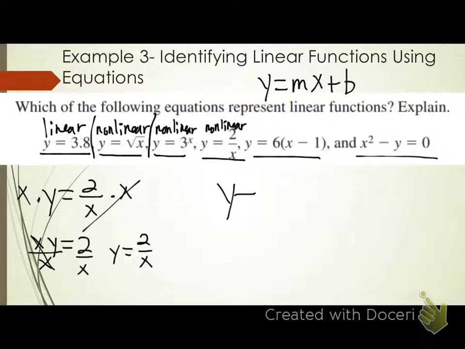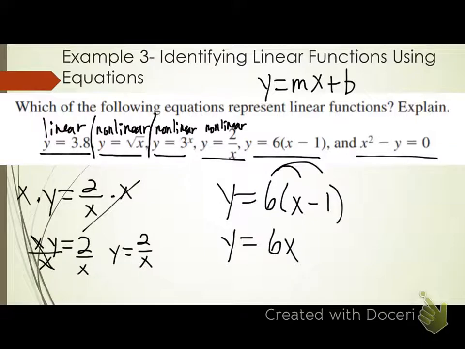Okay. Y equals 6 times x minus 1. Any ideas here? Yeah, I can distribute here. 6 times x, 6x. 6 times negative 1, negative 6. Have I done all the simplifying I can do? Yes. Is y by itself? Yes. So is this in slope-intercept form? Yeah, it is, isn't it? So linear or nonlinear? Linear.